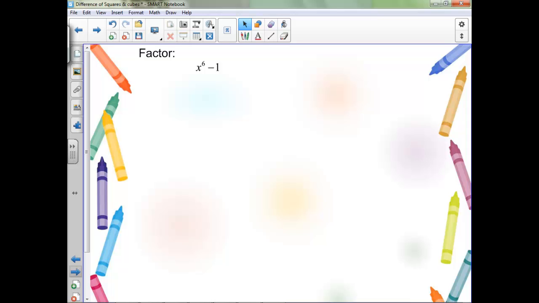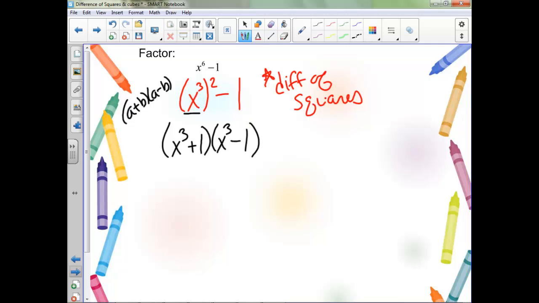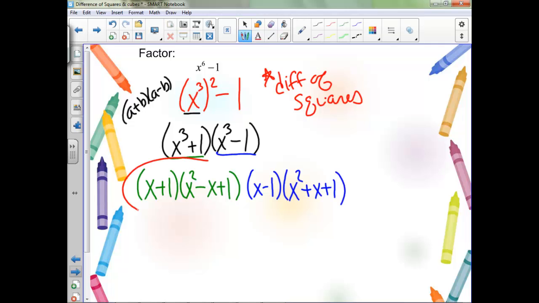Alright, what about this one? Notice we can rewrite this as x cubed squared minus 1, so it's a difference of squares. So now, remember our difference of squares was a plus b and then a minus b. So we'll have this term plus our 1, and then this term minus our 1. And now notice this first one is a sum of cubes, and this one is a difference of cubes. So this is our answer.